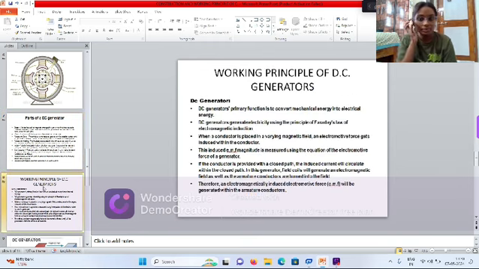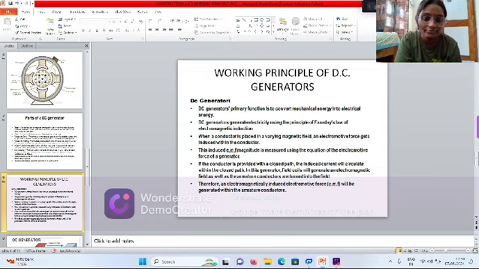And let me explain to you about the working principle. We know that a generator is a machine which converts mechanical energy into electrical energy, and which works on the principle called Faraday's law of electromagnetic induction. When it comes to the working principle, when a conductor is placed in a varying magnetic field, an electromotive force gets induced within the conductor. This induced EMF magnitude is measured using the equation of electromotive force of a generator. If the conductor is provided with a closed path, the induced current will circulate within the closed path.